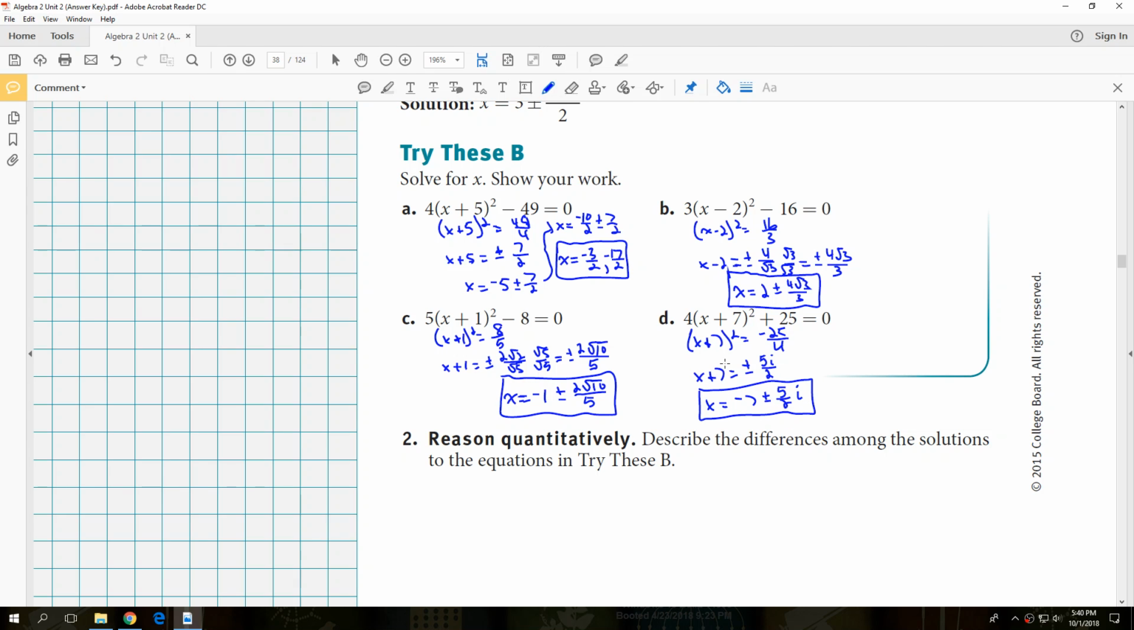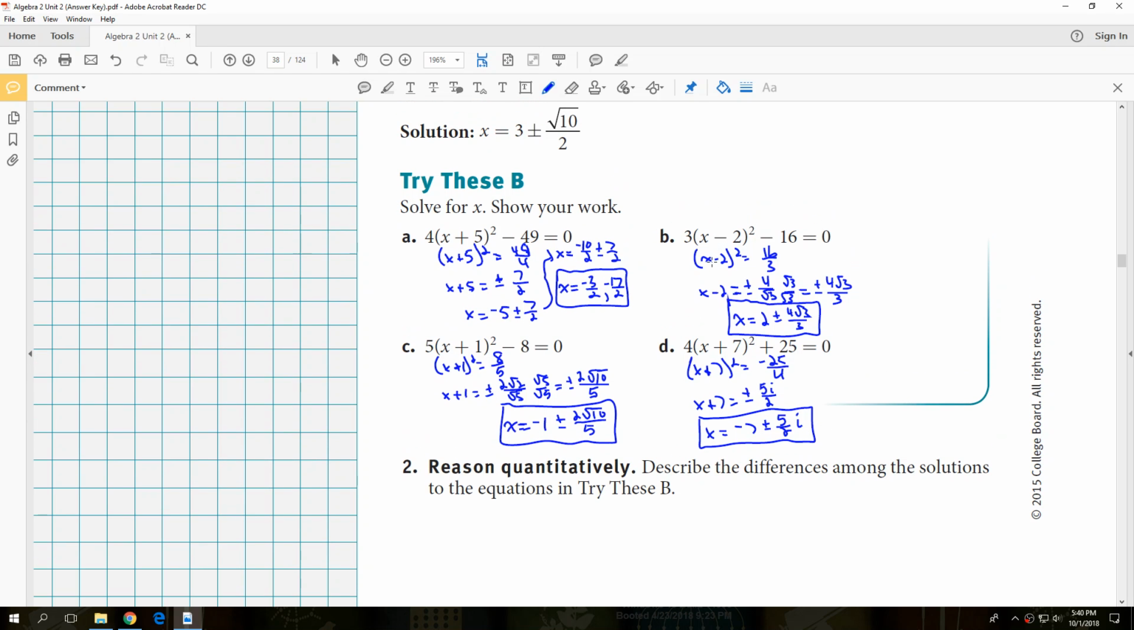And there we go. Describe the differences among the solutions. Okay, so same thing here. Which of these are going to be rational? Take a guess.